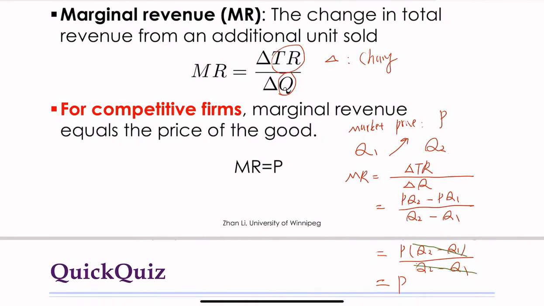Okay. I should also emphasize that this marginal revenue equals market price only holds for competitive firms. That is, it only holds for firms in the competitive market. Now this seems trivial, but in the future you will learn other types of firms, other types of markets. And you should always remember that MR equals P only holds for competitive firms because this does not hold for other types of firms in other types of markets.